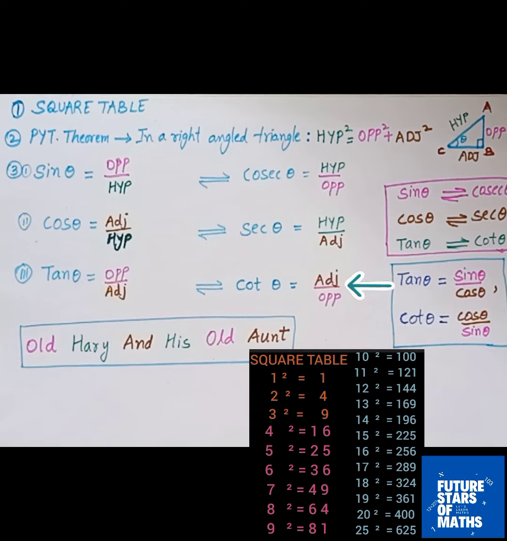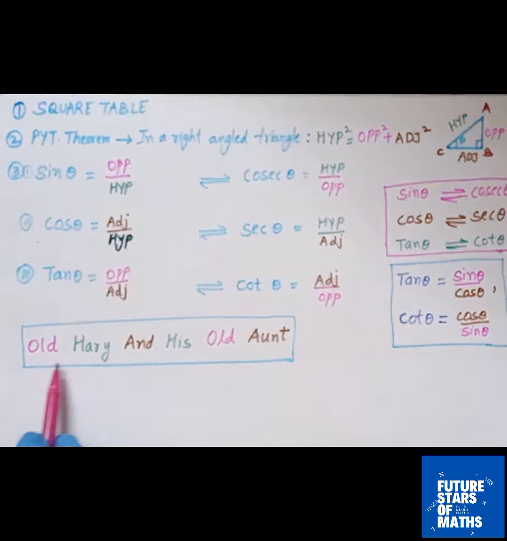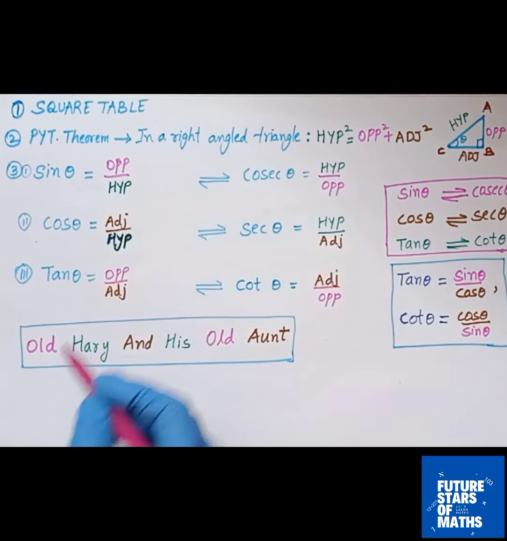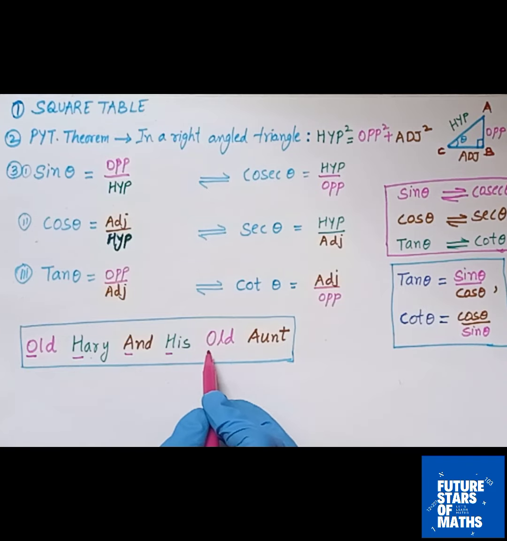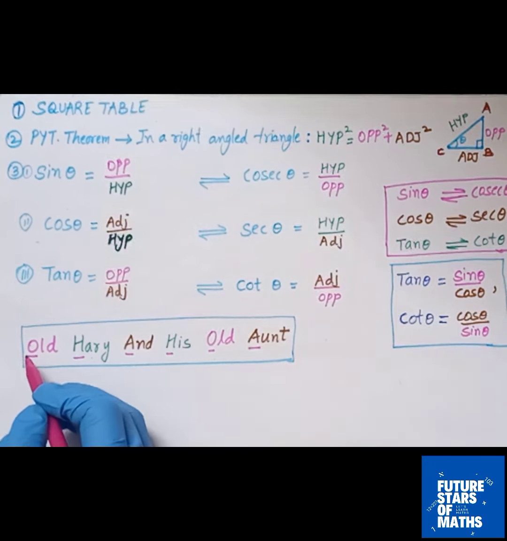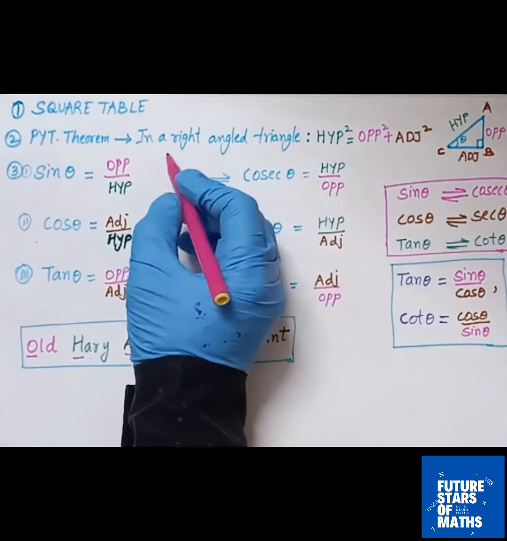If you can't remember all these things, only one thing you have to remember. Remember this statement: Old Harry and his old aunt. When you remember this, you can write sine, cos and tan very easily. You underline the first letter of each word in this sentence. So just write the first letters of each word here.